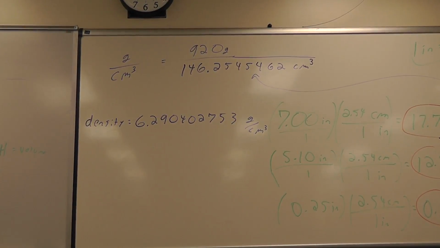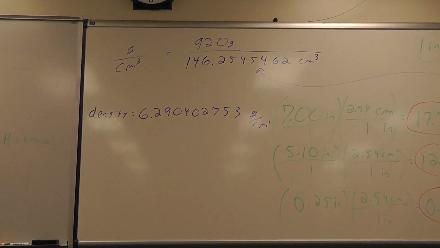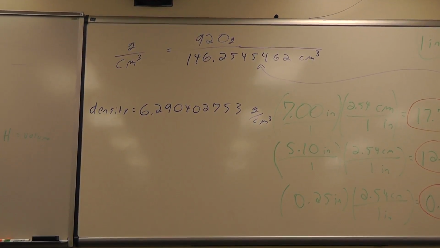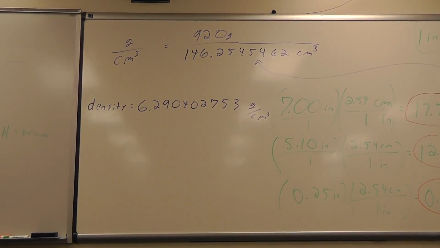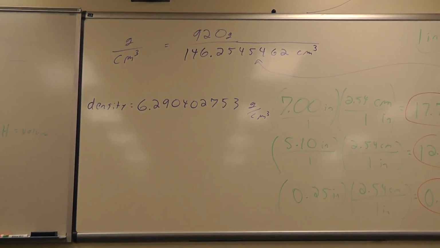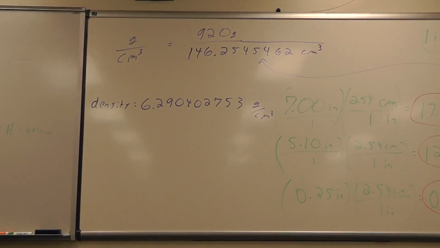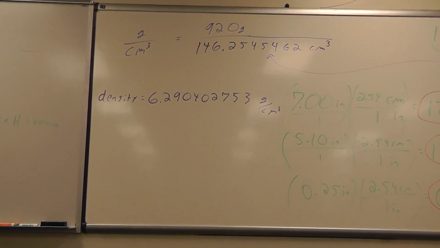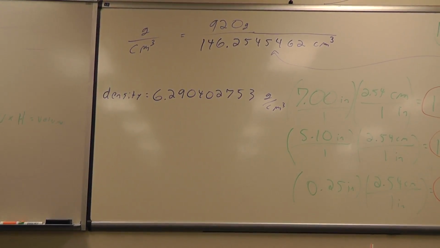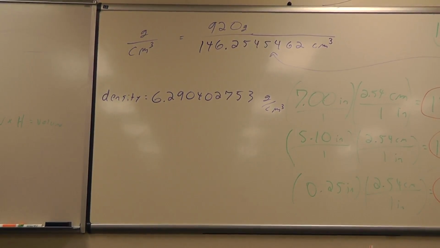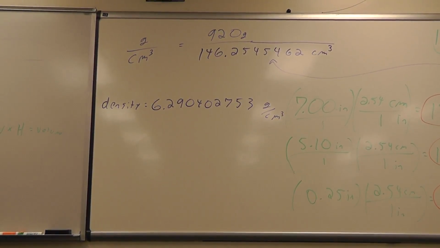And the calculator says 6.290402753 units would be grams per cubic centimeter. Is everybody getting that? Because that's almost right. In order to be right, we've got to cut it off to the right significant figures, correct? Look back on the right-hand board, the four numbers that you were given as data.